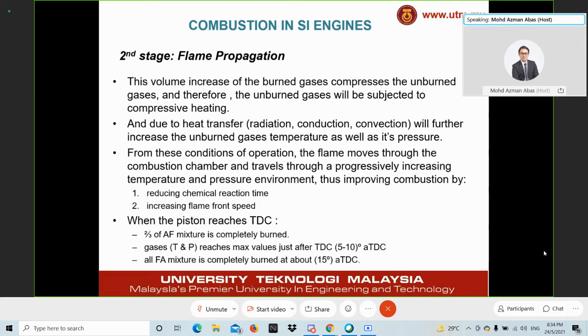Gas temperature and also pressure reach the maximum values, which is why you need to have your maximum peak pressure between 5 to 10 degrees after TDC, and all the mixture is completely burned at about 15 degrees after TDC. By right, 15 degrees after TDC, all the fuel air mixture has been completely burned. In other words, 80 to 90% has been achieved at 15 degrees after TDC.